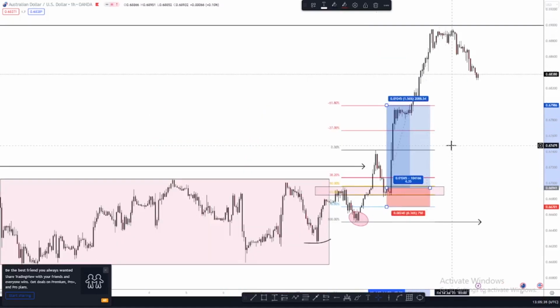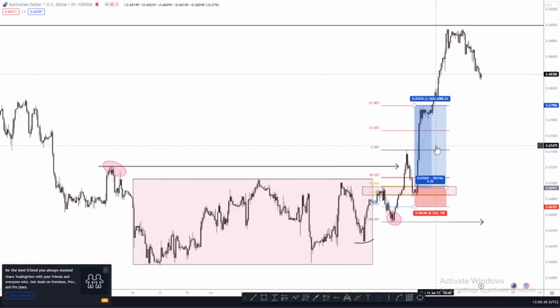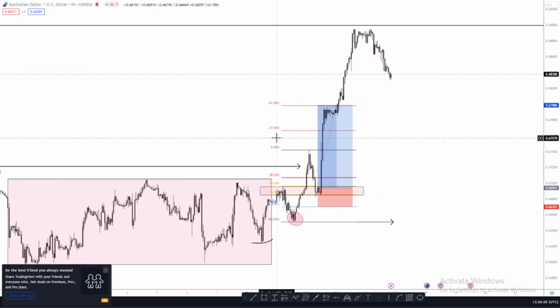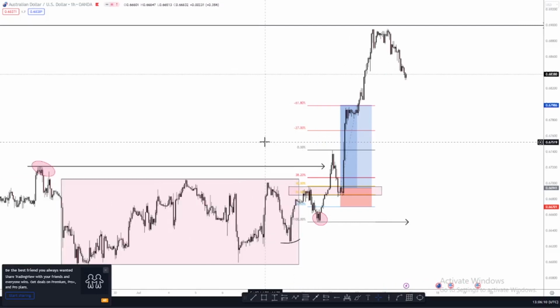What were our confluences that led us to take this trade? First confluence was a change in structure from bearish structure to bullish structure. Second confluence was a retest of a resistance as a support. Third confluence was our Fibonacci level, which is our 50% and our 61.8% Fibonacci level. Fourth confluence was a candlestick confirmation. So we have 4 confluences that built our confidence in taking this trade.